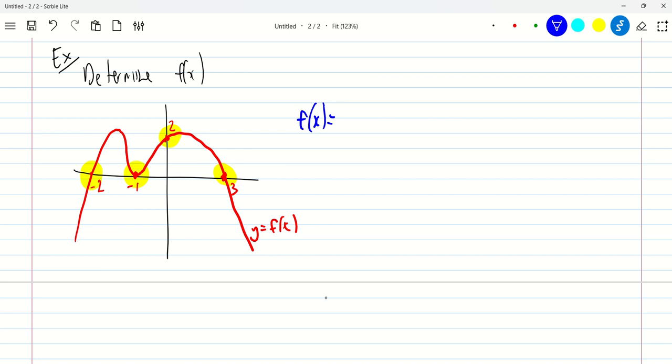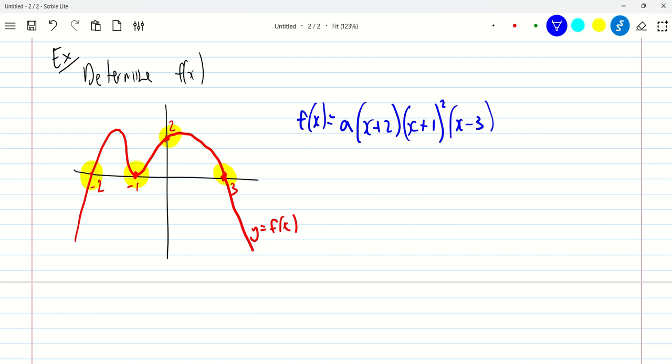So we're going to have x plus 2. That takes care of it crossing at negative 2. It touches at negative 1, so it's going to be x plus 1 squared. And it crosses at 3, so it's going to be x minus 3. We don't know the dilation factor, so we chuck an a out the front, and that will be our function.